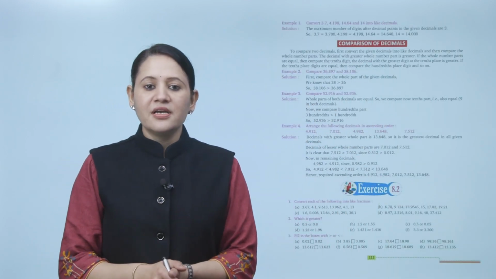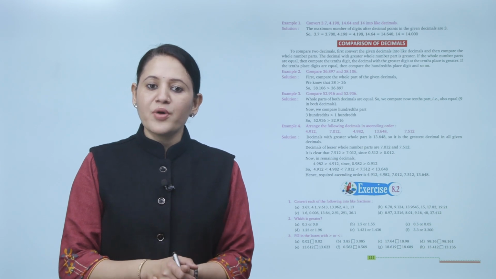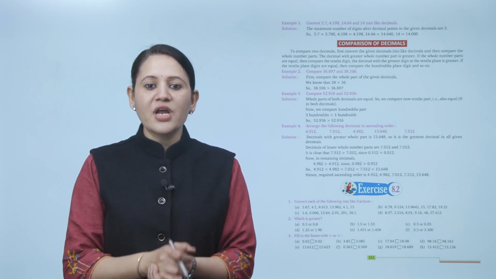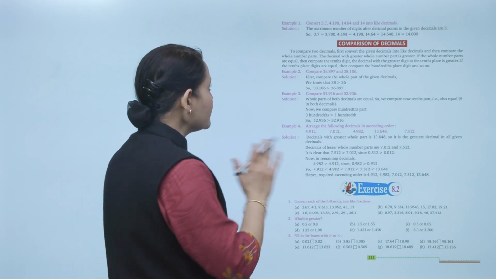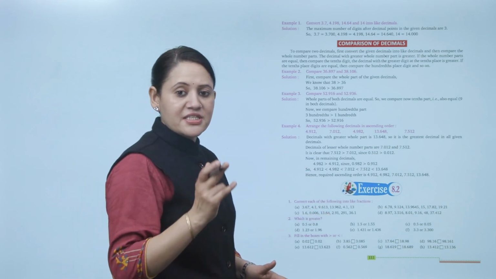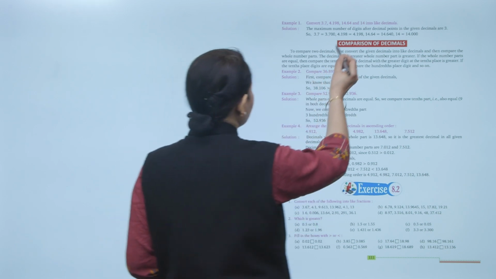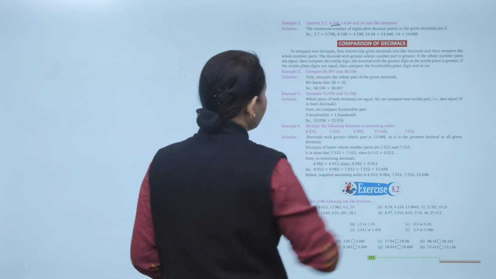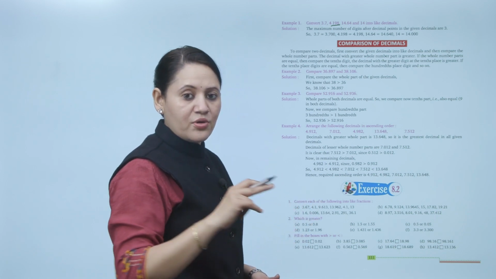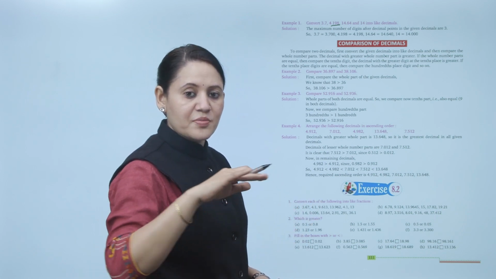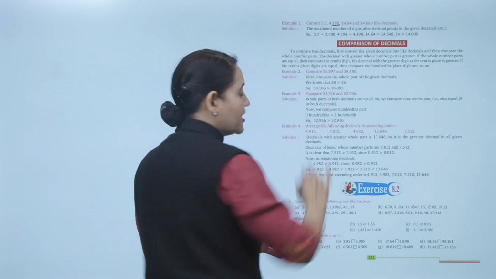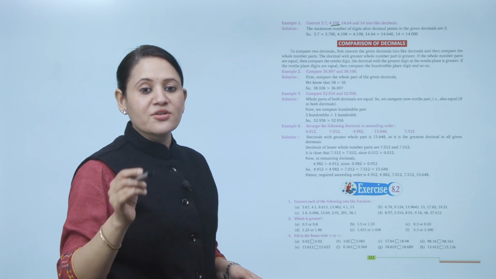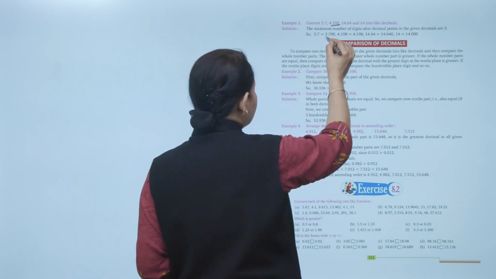For example, convert 3.7, 4.198, 14.64 and 14 into like decimals. So first we will see the maximum number of digits after the decimal is 3. Clear? So what we'll do? We'll put zeros in all so that after the decimal there should be 3 digits in all. So then we'll convert into like decimals. So 3.7 can be written as 3.700. Here, after the decimal 3 digits.